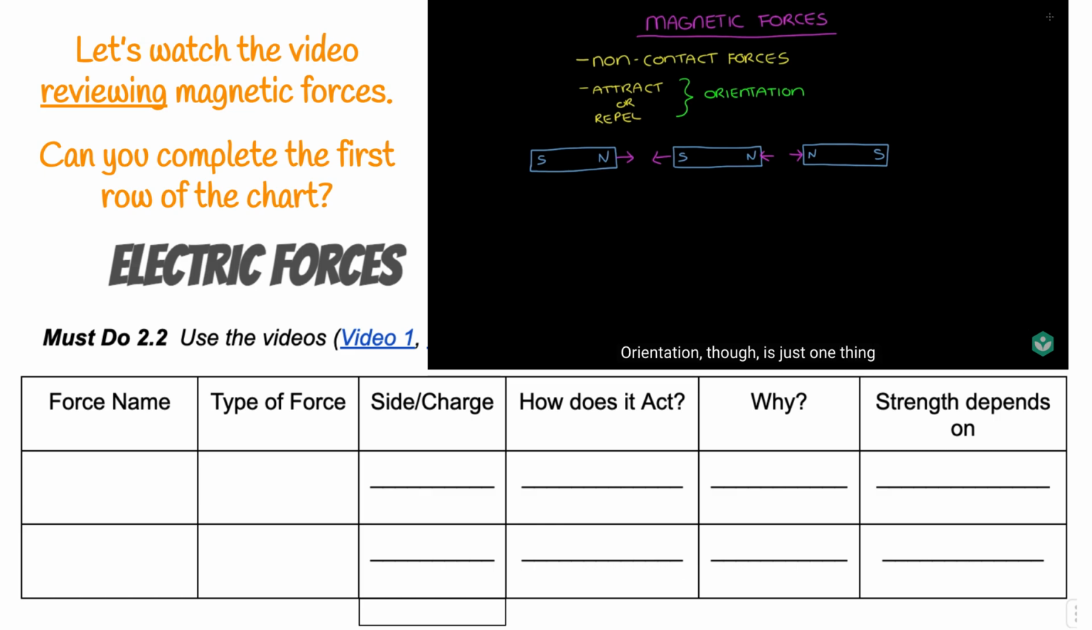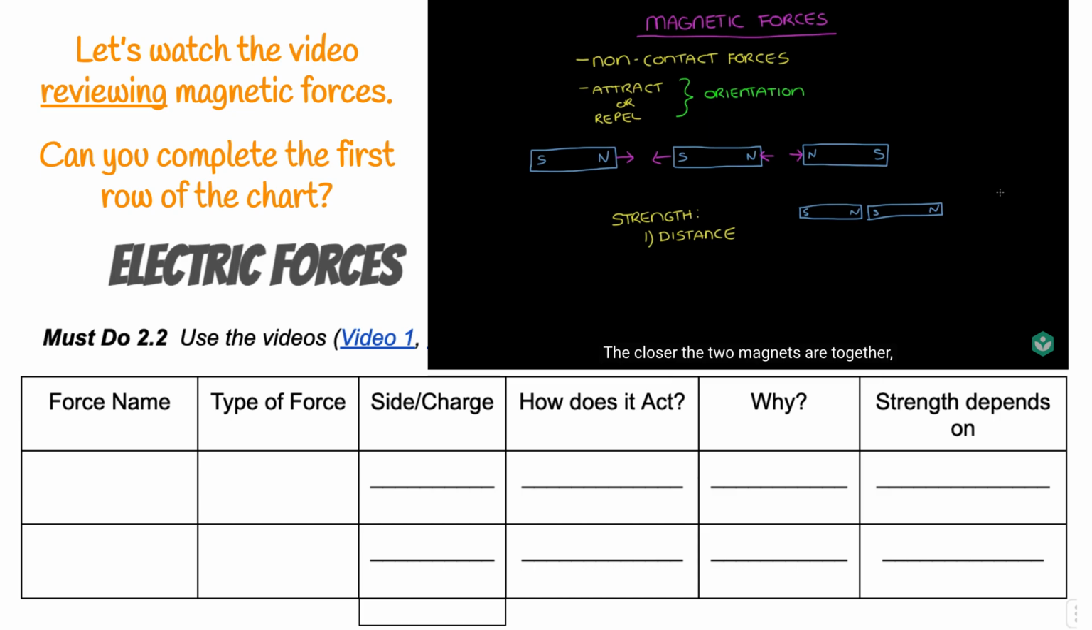Orientation, though, is just one thing that affects magnetic forces. The strength of magnetic forces depends on a couple of things. For one, distance. If you've ever held two magnets, you may have noticed that when you move them closer, they seem to almost jump together. Or if you try to push two like poles together, they get harder and harder to hold together the closer you get. This is because magnetic forces depend on distance.